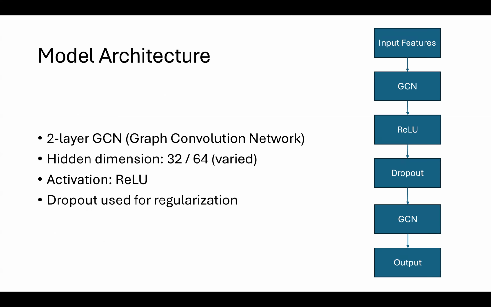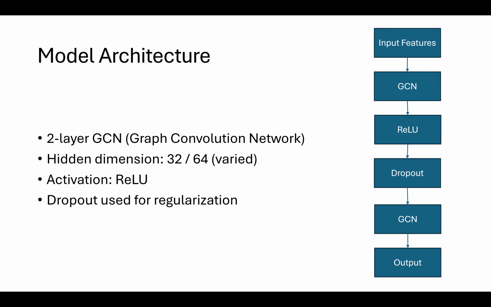And this is the model architecture. I used a two-layer graph convolutional network, or a GCN. So GCN works by updating each node's features based on its neighbors in the graph. That's how graph neural networks normally work. And instead of treating transactions independently, it allows the model to learn from connected transactions. So this is useful because fraud often happens in groups or patterns.